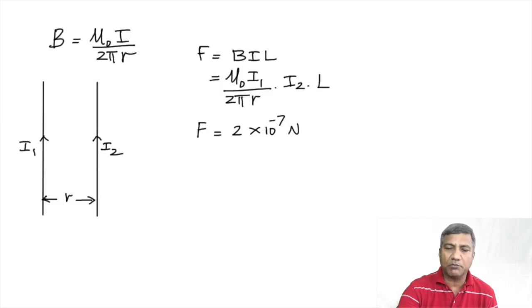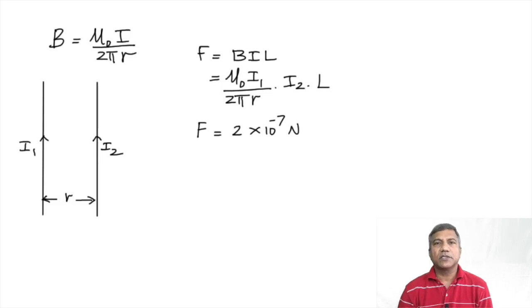Then we are left with mu naught by 2 pi, and mu naught is what? 4 pi times 10 to the negative 7, and then divided by 2 pi, the 4 pi and the 2 pi cancel, you will get 2. So finally we end up with 2 times 10 to the negative 7 Newton. This is the idea using which the ampere is defined. So 1 ampere is that current which, when flowing through two straight parallel conductors placed 1 meter apart in free space, creates a force of 2 times 10 to the negative 7 newtons between them per meter.